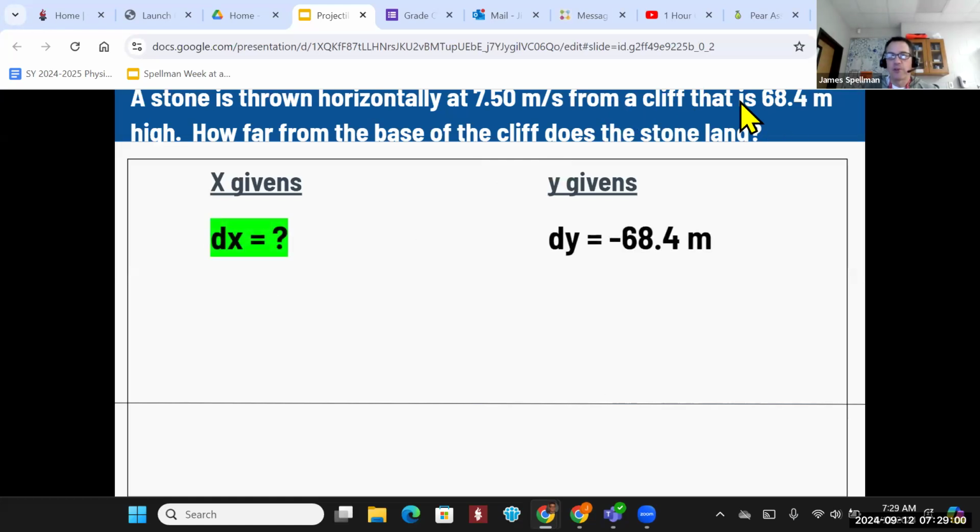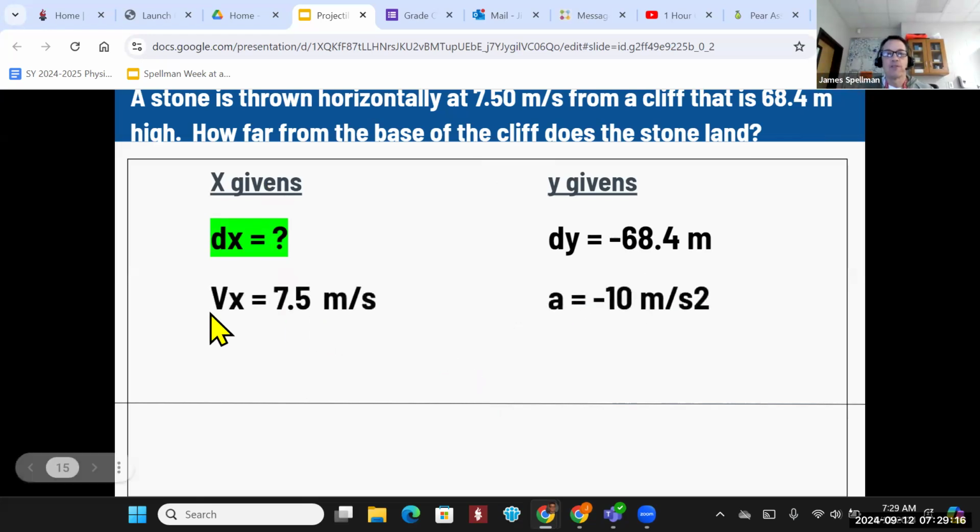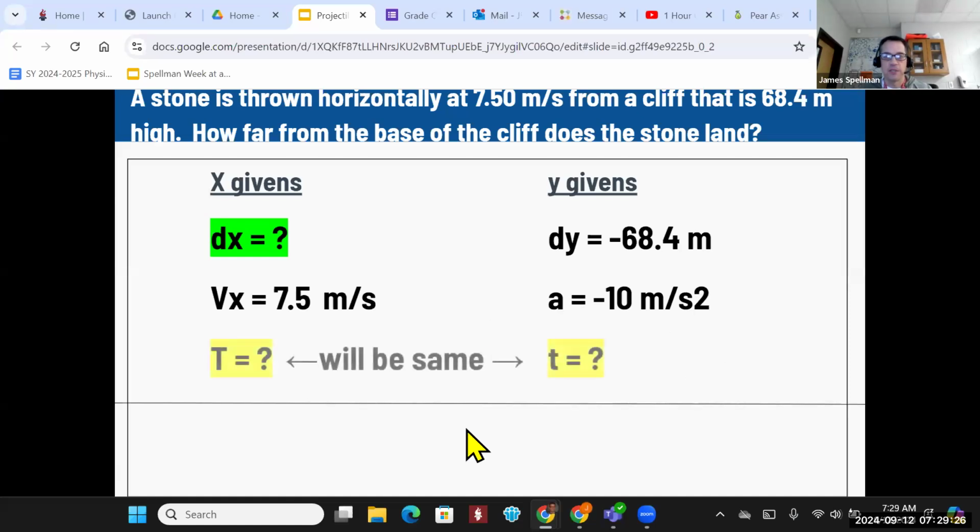And then it's from a cliff that's 68.4 meters. So in terms of distances, we don't know the distance left to right, which is actually what we're trying to solve for. We do know the distance up and down, which is 68.4 meters. And since it's going to be going down, we can call that negative. In terms of velocity, we know the side-to-side velocity is 7.5 meters per second. It's falling, so we know what the acceleration is up and down, which is going to be -10.